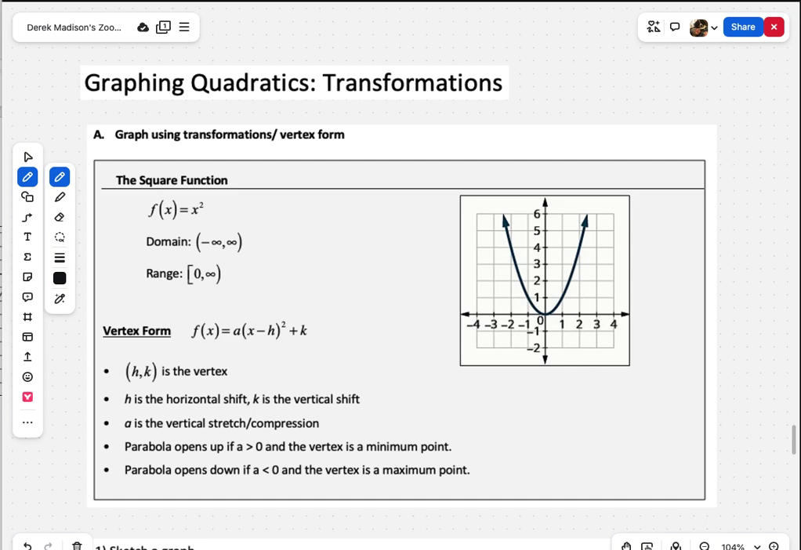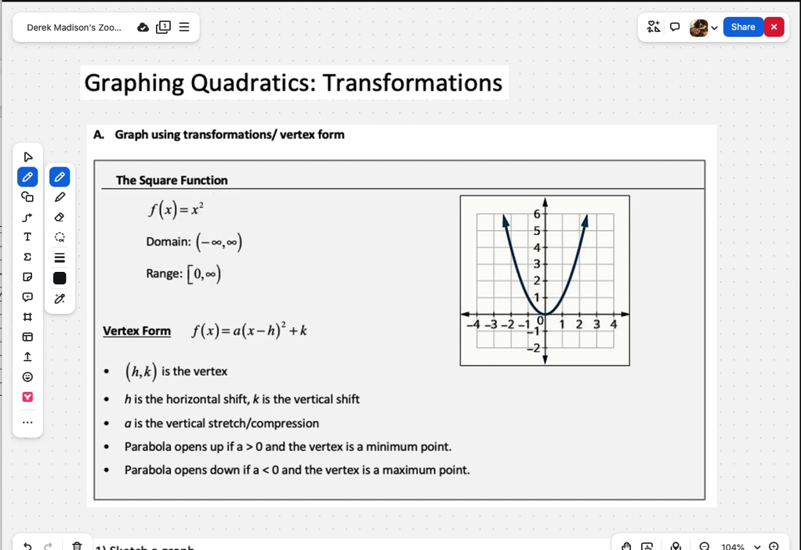Y'all, in this video we're going to look at the square function and graphing it using transformations. So the square function is y equals x squared. Domain: I could put any numbers in for x, so all real numbers. The range: because it's squared, even if I put in a negative, say -2, -2 times -2 makes +4. So our range, if it hasn't been shifted anywhere, is from 0 inclusive, because 0 squared does make 0, up to infinity.